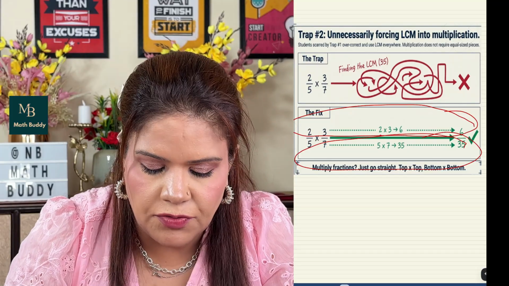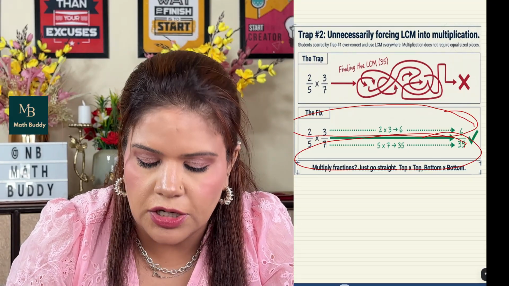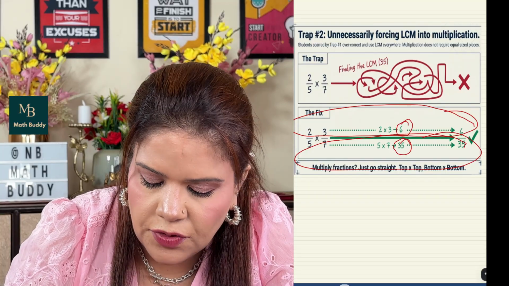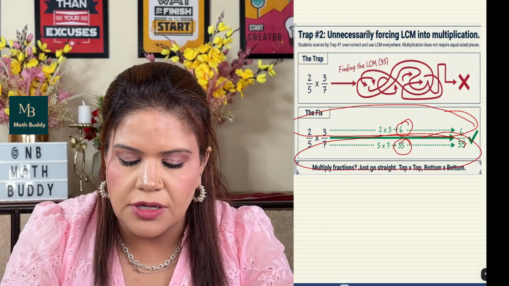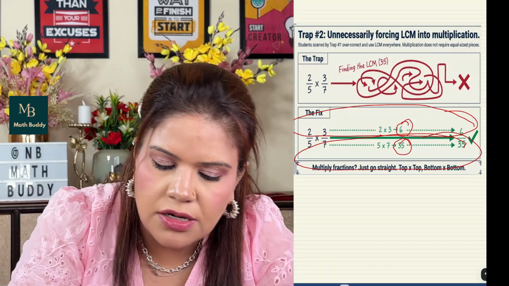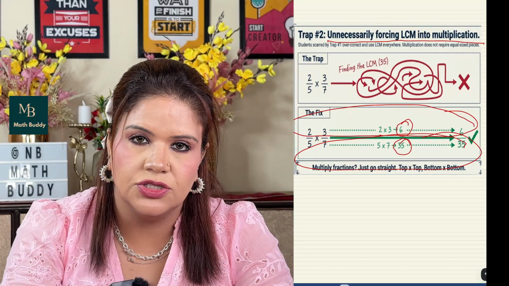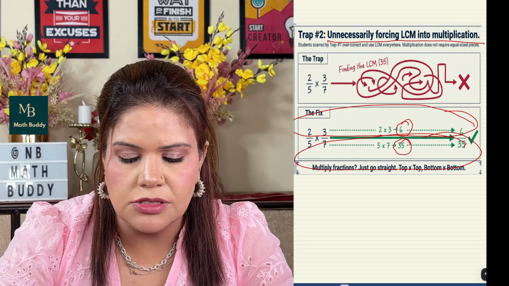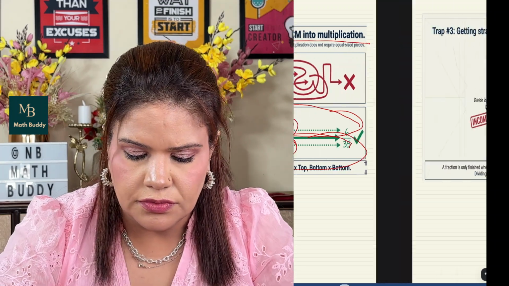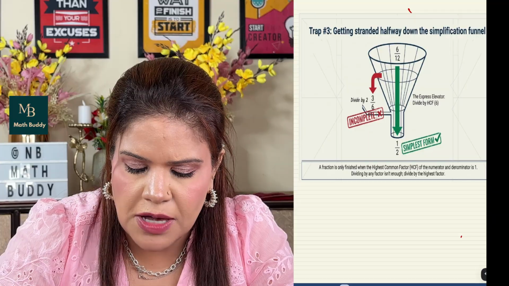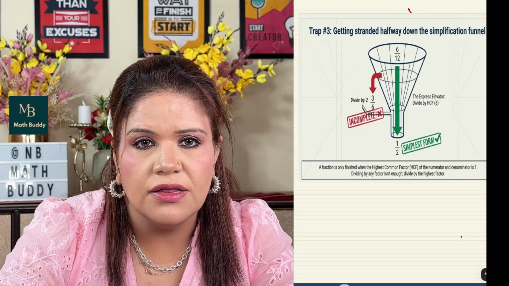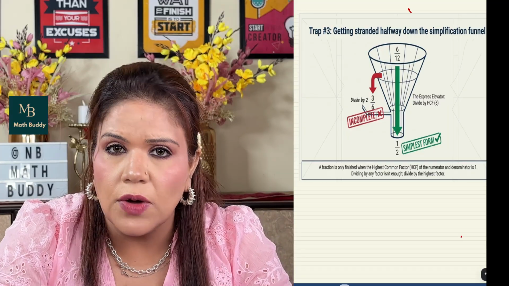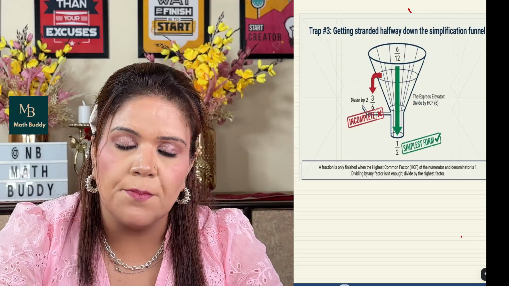Top number will multiply with top, bottom number will multiply with bottom, and the top number you will get from the multiplication of the top two numbers, and the denominator below you will get from the multiplication of the two numbers below. So don't make the mistake of unnecessarily forcing LCM into multiplication. Okay, you will end up having less time in exams, and you will make silly mistakes. The third trap which students make is that they don't simplify the fractions, especially when the question asks to find the answer in the simplest form.